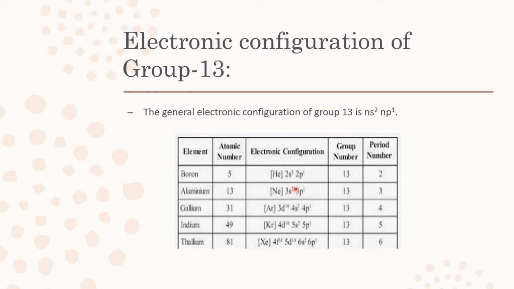See this: 2s2 2p1, 3s2 3p1, 4s2 4p1, 5s2 5p1, 6s2 6p1. The general electronic configuration says ns2 np1. The period number changes. For boron we put n as 2, for aluminum n is 3, for gallium n is 4, for indium n is 5, and for thallium n is 6. These are the general electronic configurations of group 13.